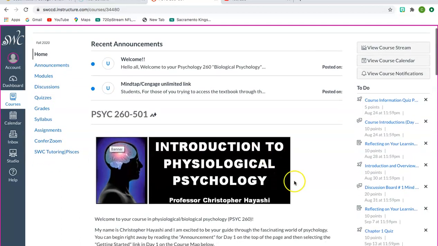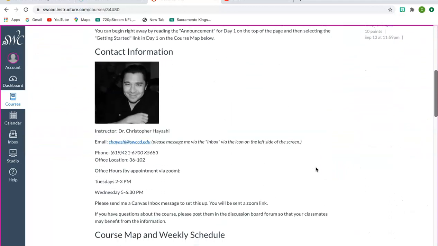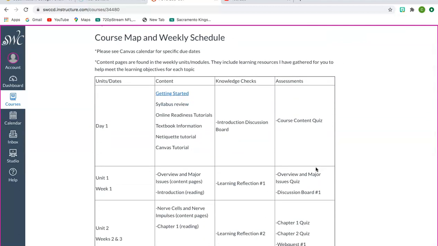All right, on this home page, you will find a list of things that are upcoming, as well as my contact information, and last but not least, a course map, which should provide you a general overview of the format of the course. So day 1, these are all the activities that you are expected to know, or the content pages that you're expected to review, a small assignment to get you moving on that material, and then an assessment to make sure that you know it.